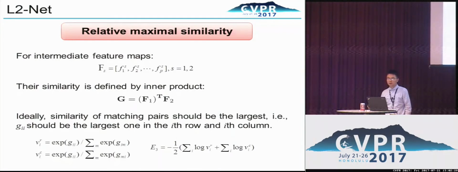The third learning objective is similar to the first one. The difference is that the first one is focused on the output descriptor, while the third one is focused on the intermediate feature maps. However, the basic idea is identical. That is, for the matching pairs, we want not only the final descriptor but also the intermediate feature maps to have the largest relative maximal similarity. Since the similarity is defined by the inner product, it uses the feature maps after the batch normalization layer.